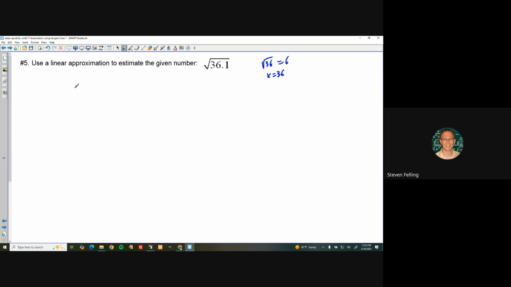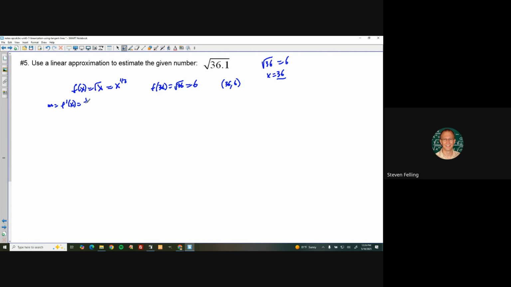So I could say my f of x function is the square root function, or x to the 1/2. If I want to use a linear approximation, we're going to make a tangent line, which means that f at the centering value of 36 is the square root of 36, which is 6. And therefore, the point is, if I plug 36 in, I get 6 out. That's the point.